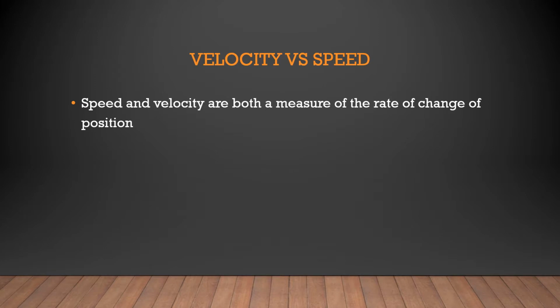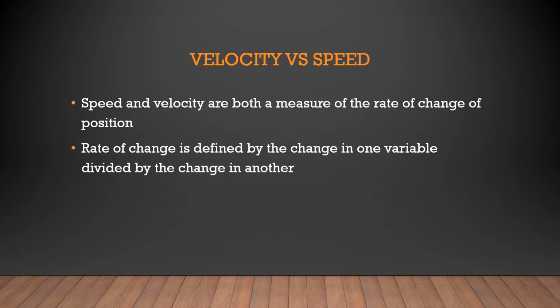So in close relationship to that, those two things of distance and displacement are the concepts of velocity and speed. They're both a measure of the rate of change of position, or how quickly you're moving. The difference though is that, as we'll see, velocity cares about direction, speed does not.